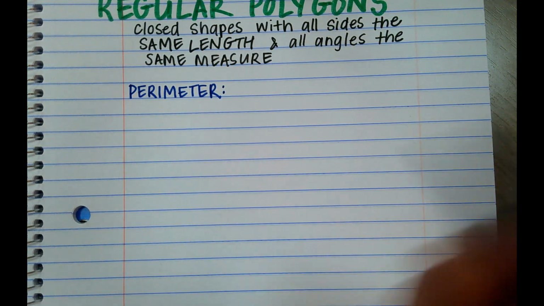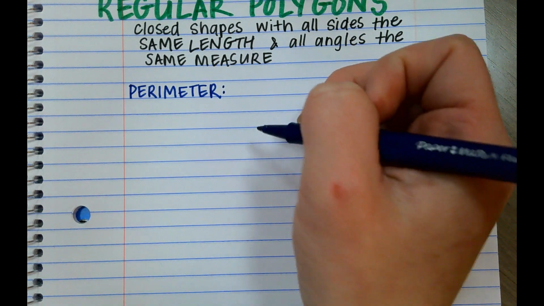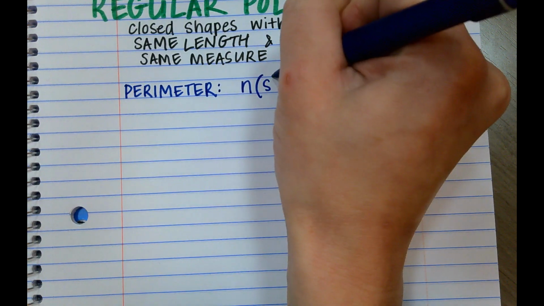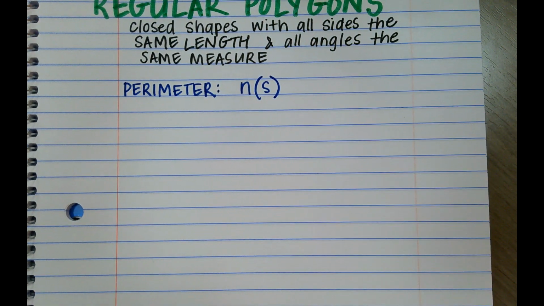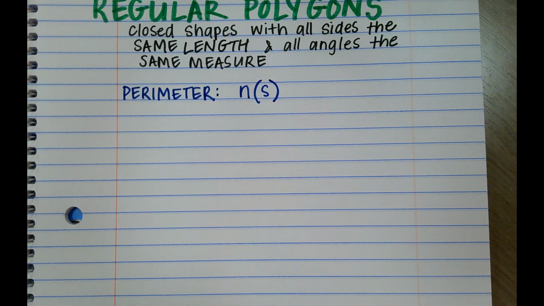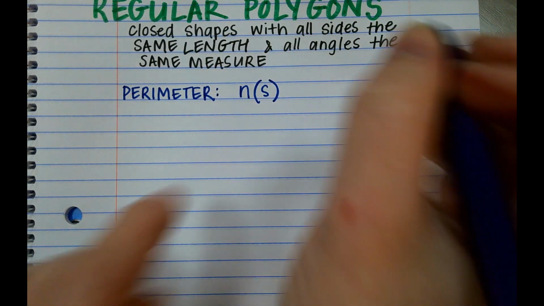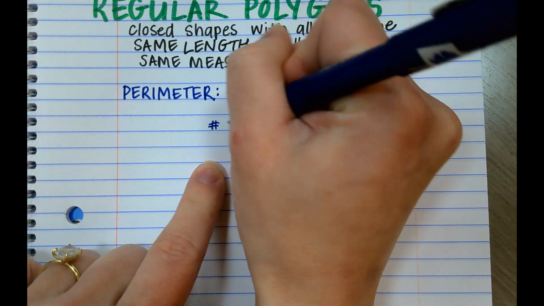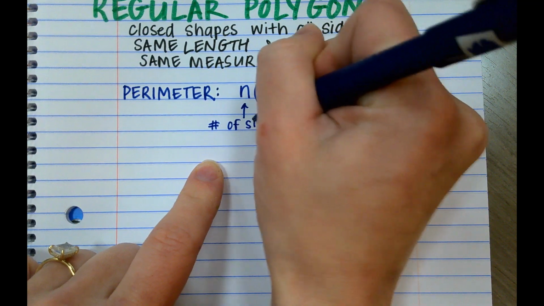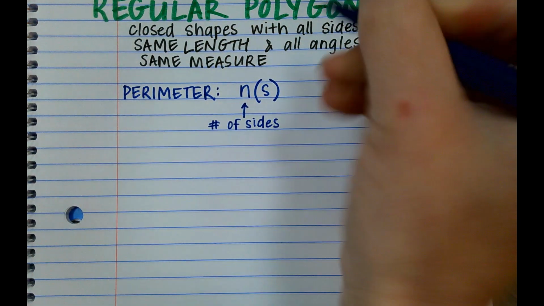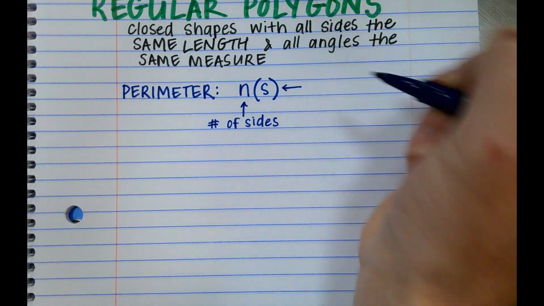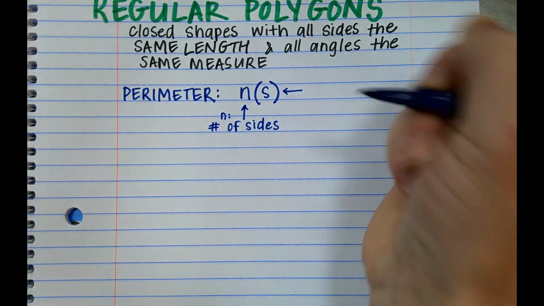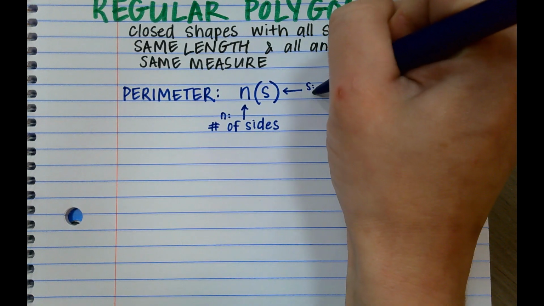So for perimeter, we are going to use the formula N times S. Now, N is going to refer to the number of sides. Can you guess what S will be? Side length. Yep. So N is number of sides, S is side length.